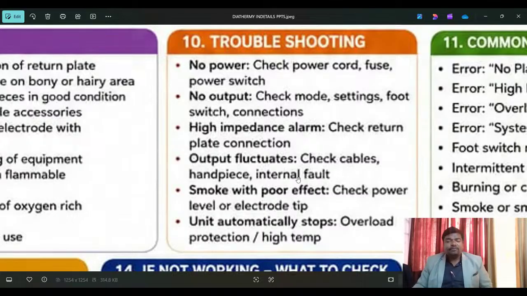These things are very important. And smoke with poor effect: check power level or electrode tip. The unit automatically stops due to overload protection and high temperature. So these are the maximum things. The patient plate should be of good quality. As a biomedical engineer, your focus is only on servicing, so in which way you have to think about all these points is very, very important. Based on my real-time experience, I am now going to show troubleshooting for this.